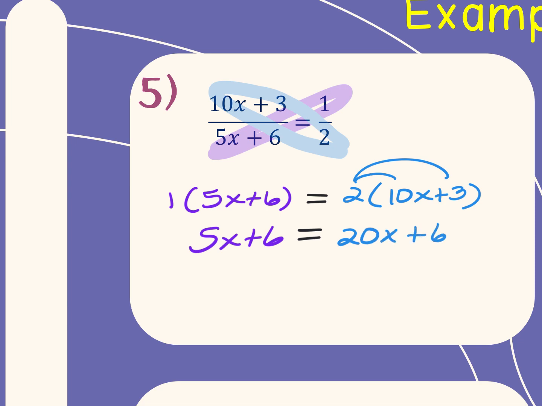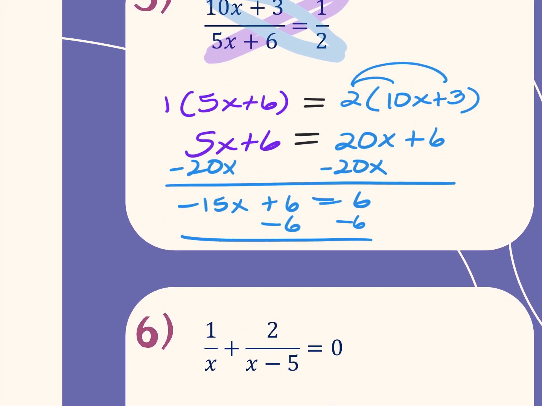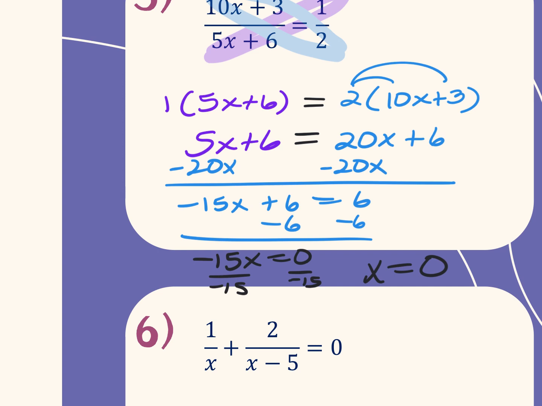And now I need to get my like terms together. It doesn't matter which way you move things. Last time I moved the variable to the right, I could move this over to the left. Yes, I'm going to get a negative 15x, but that's okay. And then now subtract the 6. And then now I get negative 15x equals 0. Divide by negative 15. Now, when the 0 is in the numerator, 0 divided by anything is just 0.